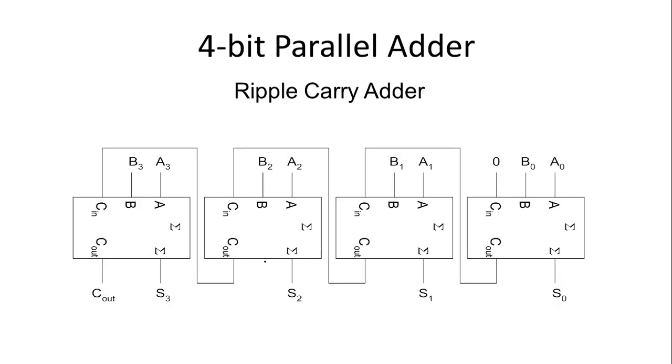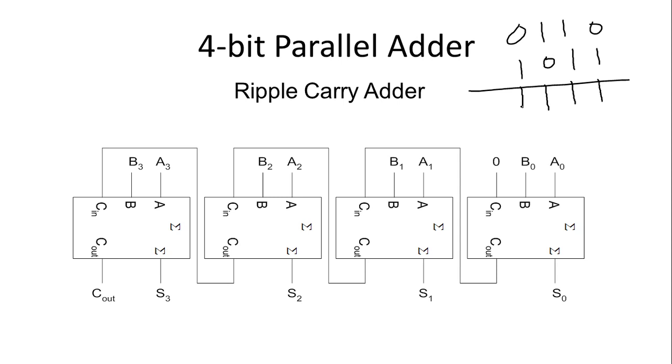For example, if we want to add 4-bit numbers, two 4-bit binary numbers like 0110 and 1011. For this case, we need to attach a full adder for each bit. So a full adder for the first addition, for the second one, for the third one, and then for the fourth one. In this diagram, this is a 4-bit parallel adder, also called a ripple carry adder.